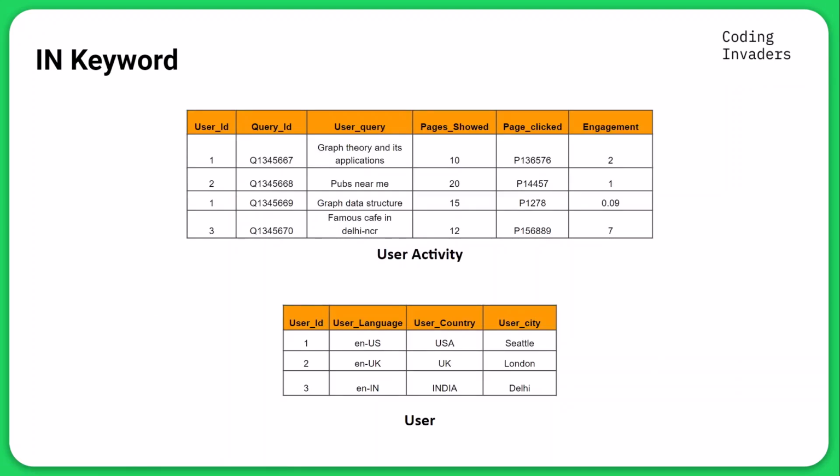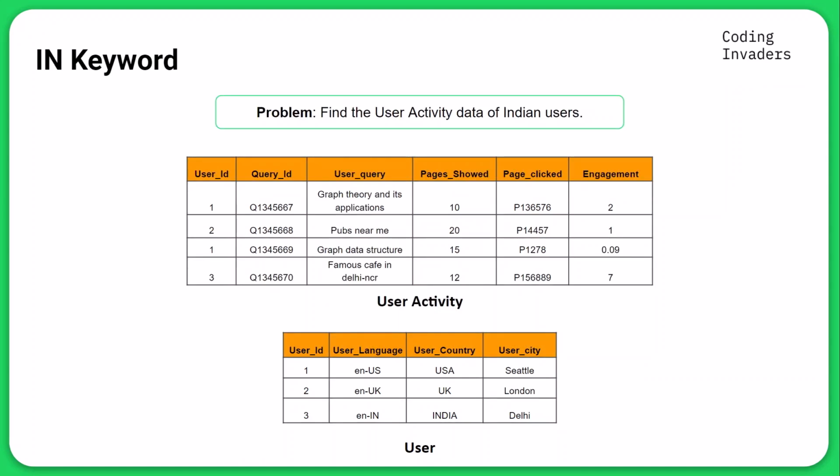Now, apart from the user activity of a search engine, we also have a table called user, which has user ID, language, and their country and city information. Now, find the user activity data of Indian users. This means from the user activity table, I want to print the users who are from India, right? First, in this user table, see who lives in India. Check the user ID of that user. That is user ID 3.